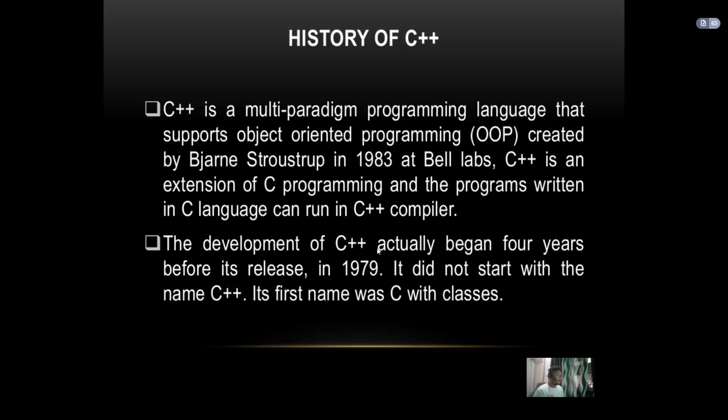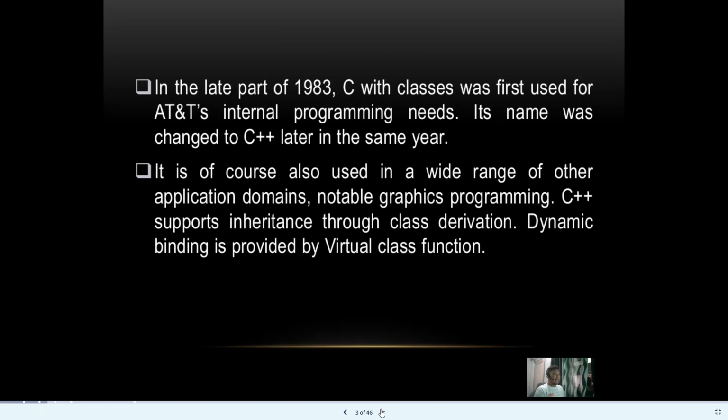Okay? So it incorporates a wide range of other application domains, notably graphics programming. C++ supports inheritance through class derivation. Dynamic binding is provided by virtual class functions. So C++ is mostly used with a range of applications. As I researched, most gaming development, even Mobile Legends and also COD, are products of C++. So that's in C++.